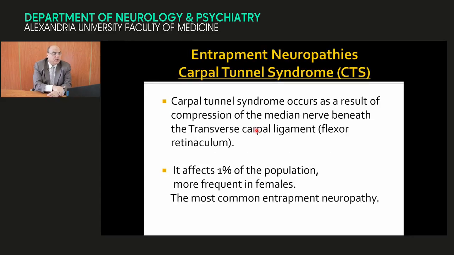The last item I'm going to speak about is entrapment neuropathy, and the most common type of entrapment neuropathy is carpal tunnel syndrome. Carpal tunnel syndrome means interruption of the median nerve as it passes below the transverse carpal ligament. This is the most common type of entrapment neuropathy, and it affects about 1% of the population, more common in females.